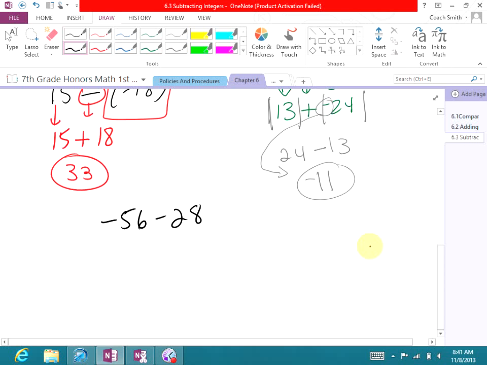Josh, what'd you get? Negative 84. That is correct. First one stays the same. Change that to addition. Do the opposite of 28, which is negative 28. I have two negatives, so you add the two numbers together. So that would be 56 plus 28. That would be 84. Have two negative signs, so the answer is negative.